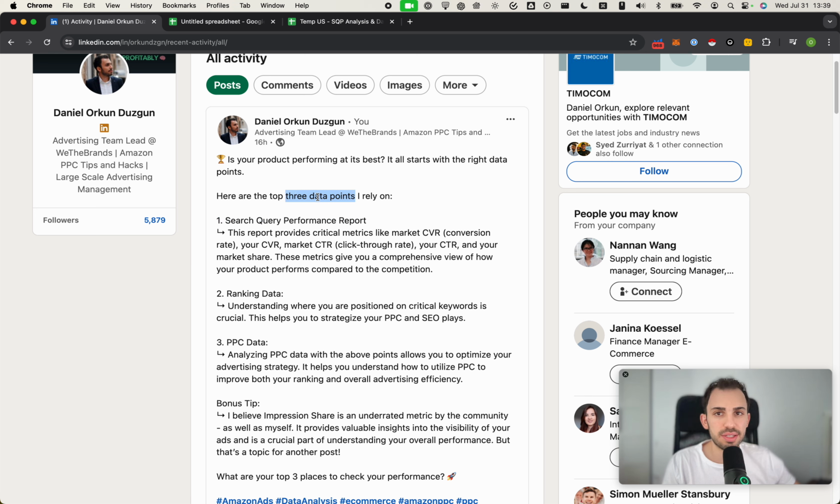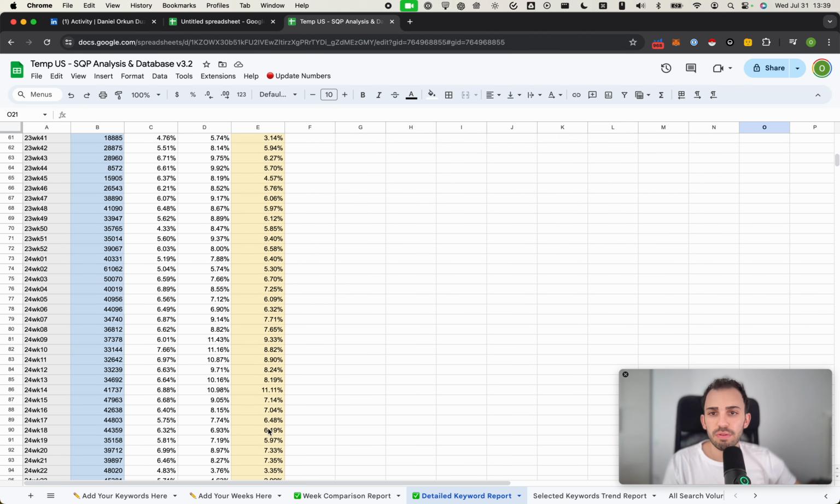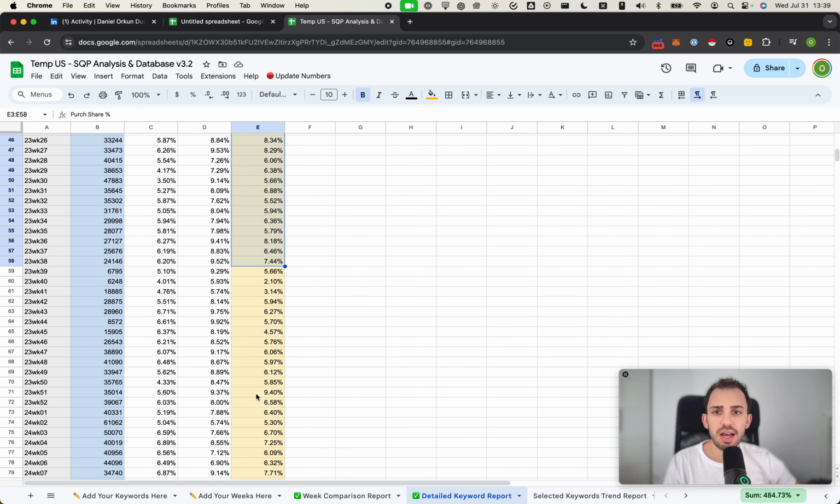So this is why, first things first, search query performance is super important, and this is why I rely on this data point as my number one data point, just because I can understand at a higher level what the market is doing and what I am doing separately. Because normally, if you only read your PPC data or your own sales, you only see how you are doing, and we want to know how the rest of the pack is doing, and if we are actually catching up. And the other thing that we do, by the way, is we always track the purchase share, so that this gives us an idea if we are actually falling behind.